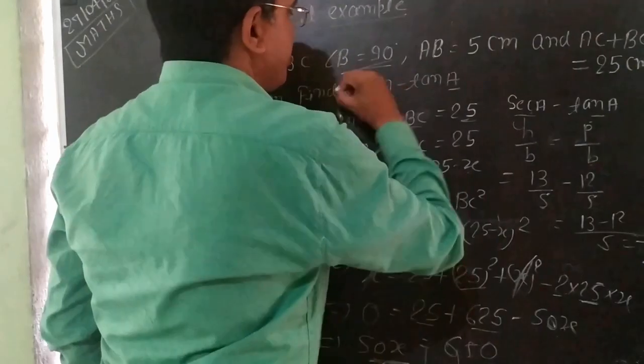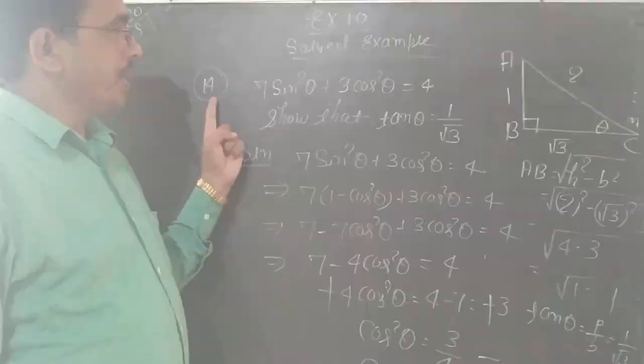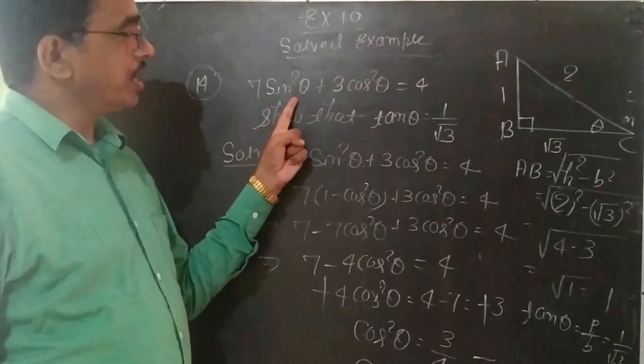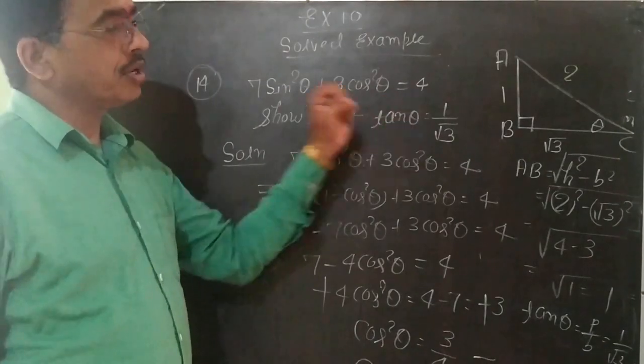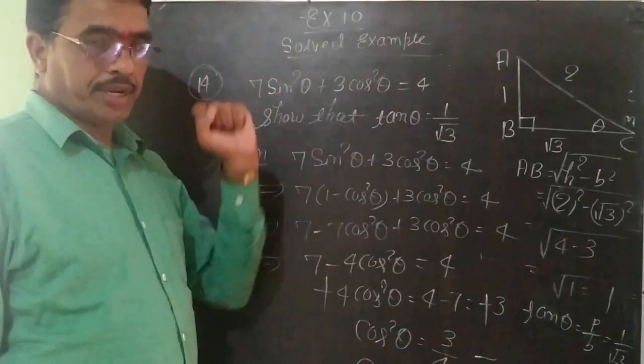So the solution of sec A minus 10 is 1 by 5. It is your answer. Question number 14. Solve examples. The question is that 7 sin square theta plus 3 cos square theta is equal to 4. Then show that sin theta is equal to 1 by root 3.